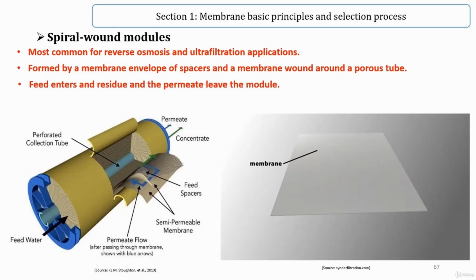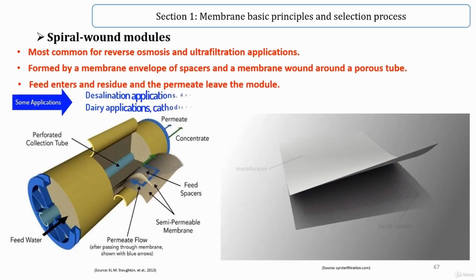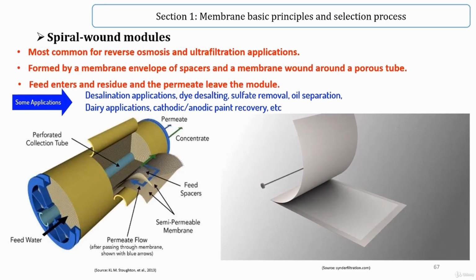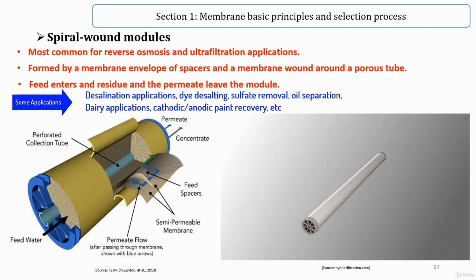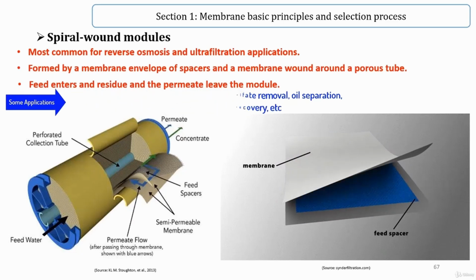Spiral wound elements can be used for a variety of different applications including desalination, dye dissolving and concentration, sulfate removal, oil separation in wastewater applications, whey protein concentration, lactose concentration, and cathodic or anodic paint recovery, among many others.